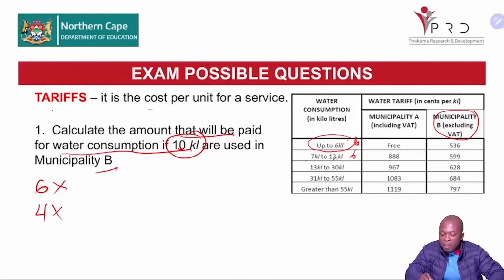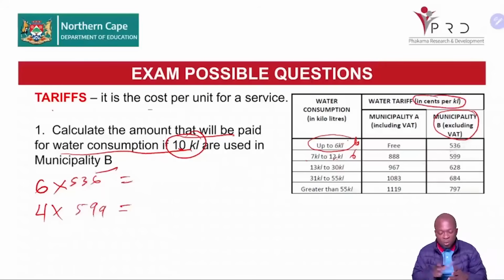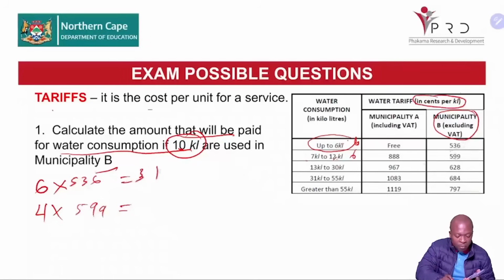Do you see here? Municipality B is 536. This is in cents. Why? Because it is shown to us here, cents per kiloliter. So we are going to say times 536. This one will be times 599. Then you press your answer. So let us do it together quickly. We are going to say 6 times 536, and that will give us 3,216.